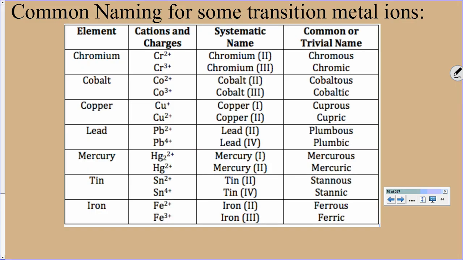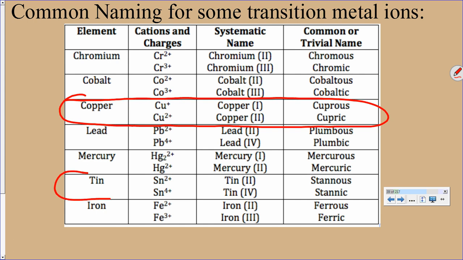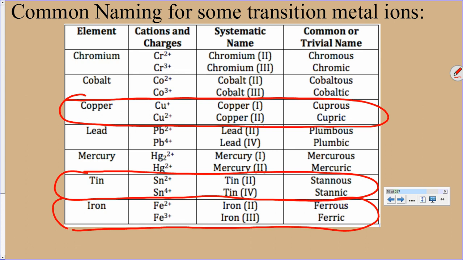So there are also some of these that operate with what's called the common naming system. I did want to take a couple minutes to talk about this because if you do a little bit more with chemistry, you may hear some of these names. The ones that I really want you to memorize are copper, tin, iron, and lead.